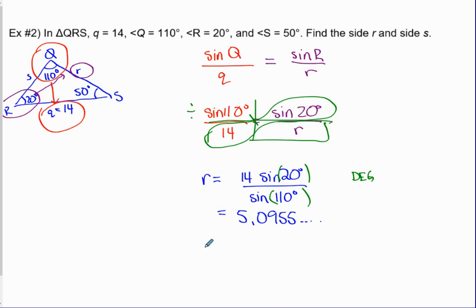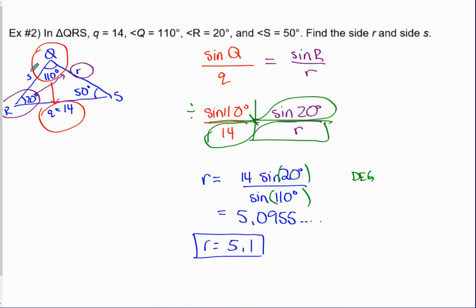Right, so let's just round that to one decimal place. So R equals 5.1, and since we don't have any units, we're good. You'll notice that there is no sine next to it, so we don't have to sine to the -1 it. So when you're finding sides, you do not have to use that sine to the -1 button. Okay, so R equals 5.1.